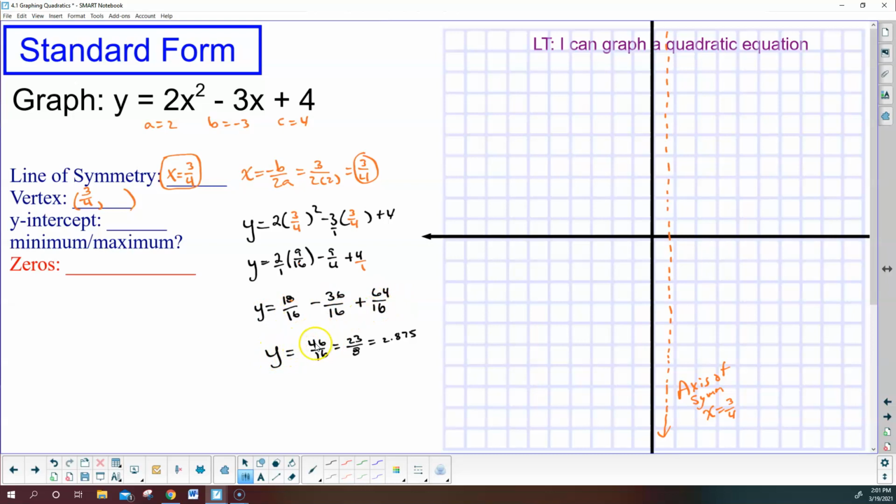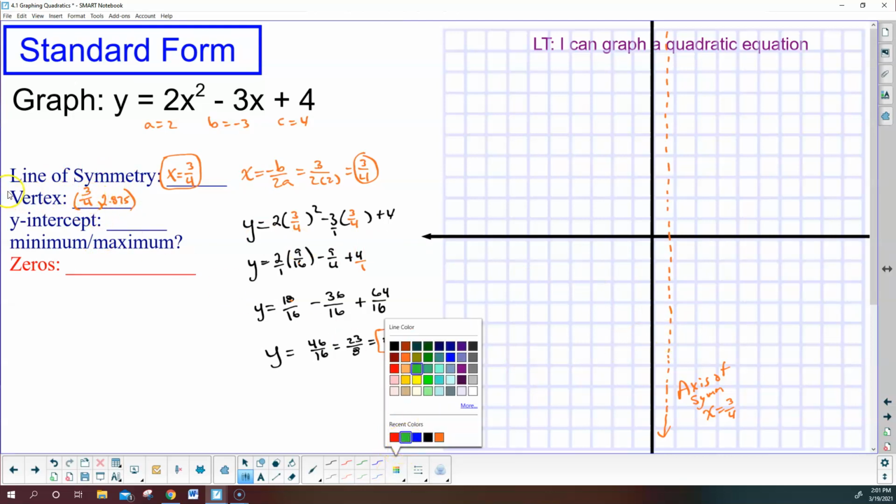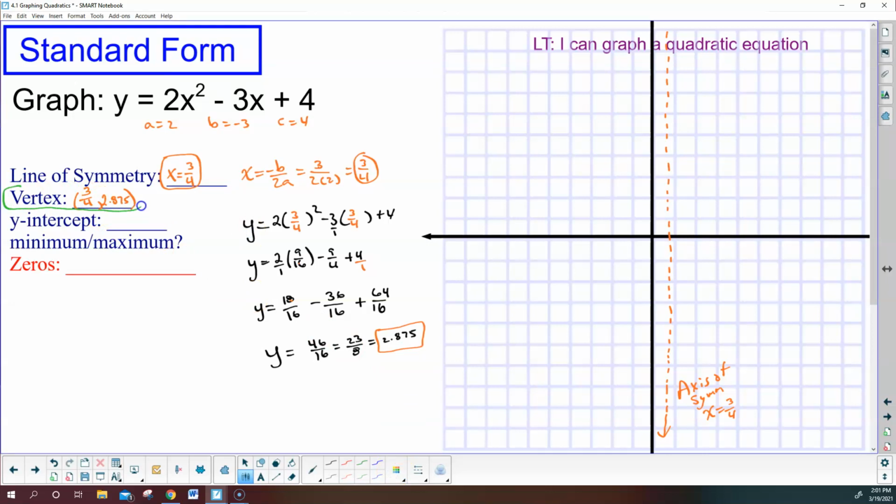And I end up with 46/16, which reduces down to 23/8, or since we're graphing this, you could even plug this into your calculator and get 2.875. Now, I wanted to do a problem like this to show you that it's not always going to be really pretty numbers, right? You're going to have decimals or you're going to have fractions, and that's fine. That's part of life.